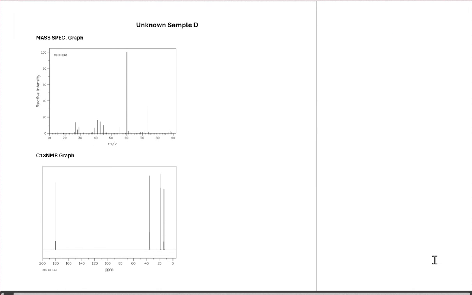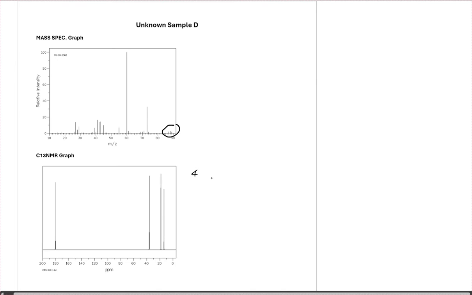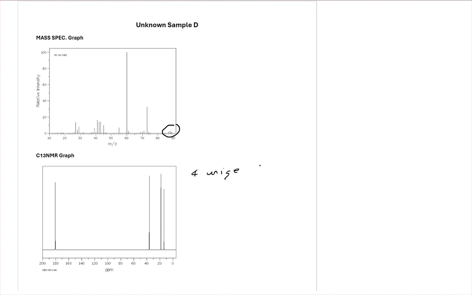Ooh, it looks a bit messy at the end there. So I think the molar mass is going to be somewhere here, but I'm not entirely sure what it is at the moment. Here we can see 4 unique carbon environments.